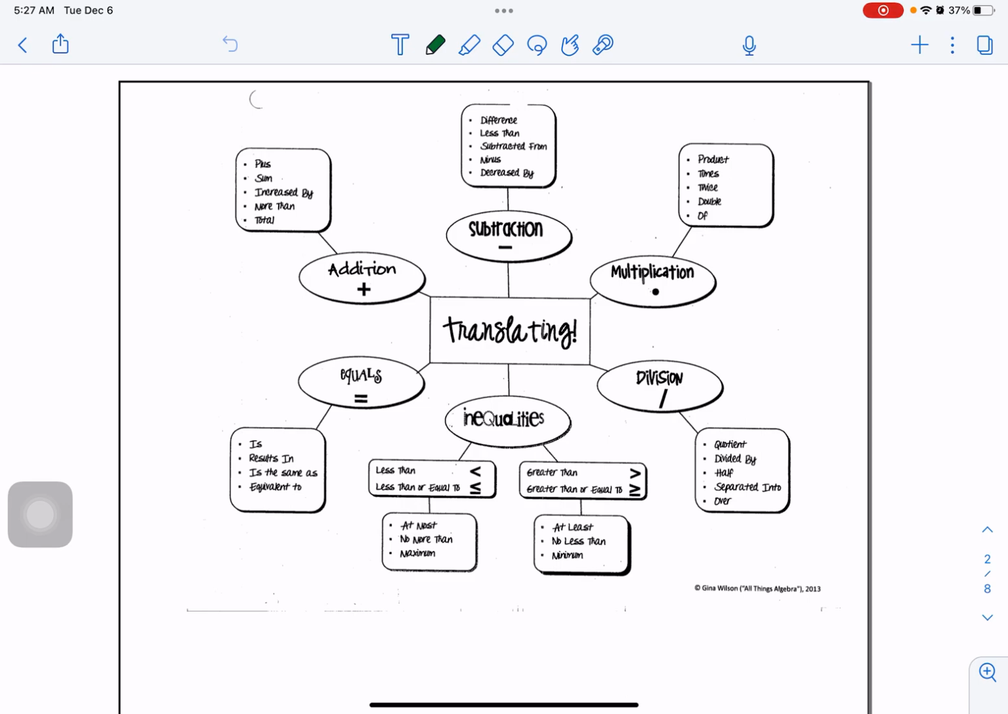As you are working through writing expressions and writing equations, you do have this cheat sheet from when you were in pre-algebra that you could always reference back to see what different words mean. Or take a screenshot of this to have on hand for you to look at.